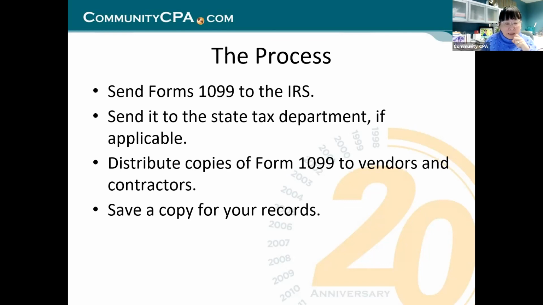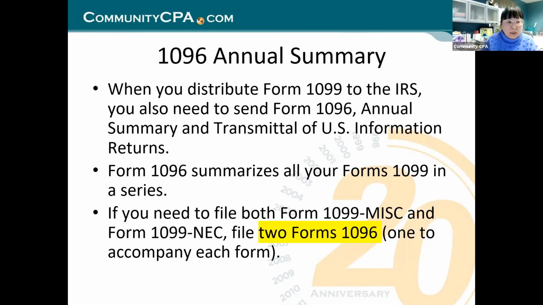Now you hear me saying that. Long ago when I was doing webinars, I was telling people different years, but of course situations change, so we change our mind as well. Then your 1096 is the annual summary. You just need to know that the 1096 is a summary of the 1099s that you issued.